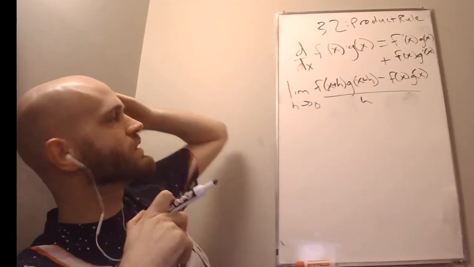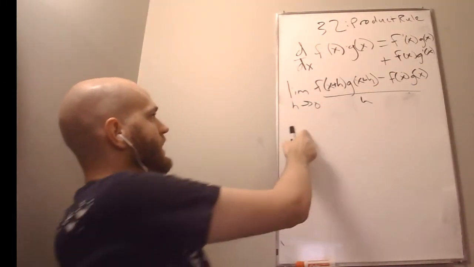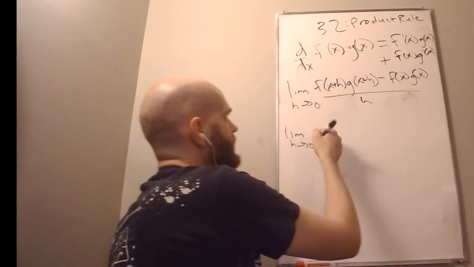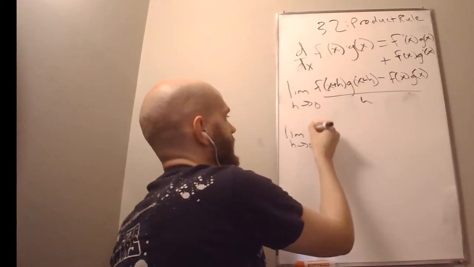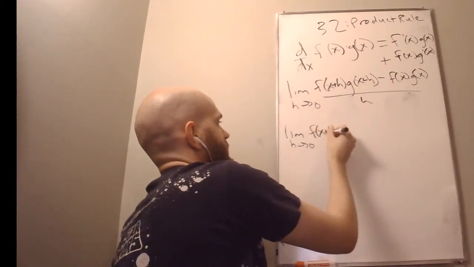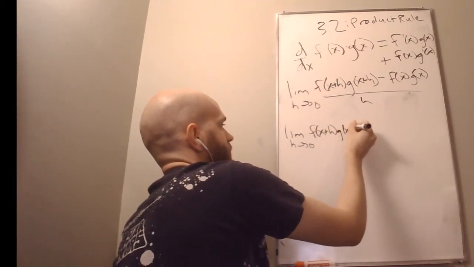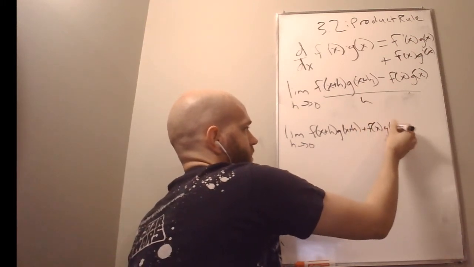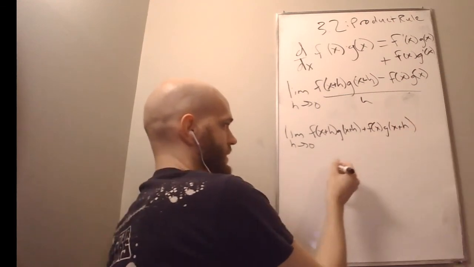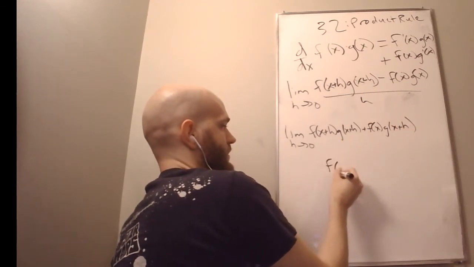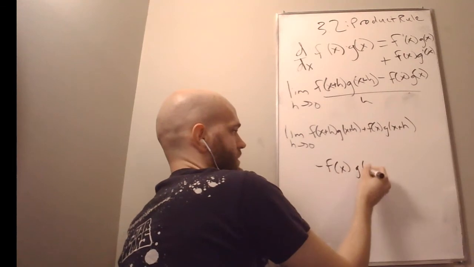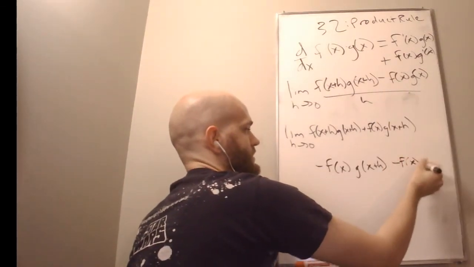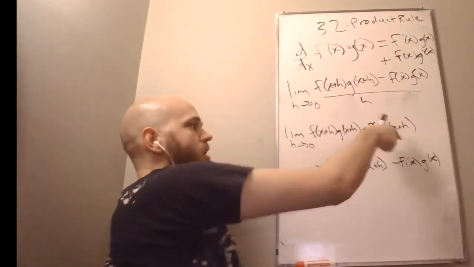Well, I could show you there's some algebra that works. So let me show you the algebra that works. This is the limit as h goes to 0. I'm going to do something a little bit funny. I'm going to add and subtract something. F of x plus h, g of x plus h, plus f of x, g of x plus h, minus f of x, g of x plus h. And then we've still got this minus f of x, g of x. So it looks like I used a lot of room, right? All of this is over h.